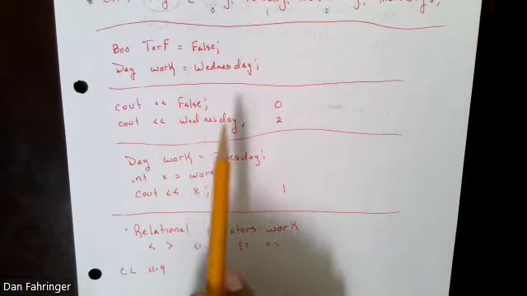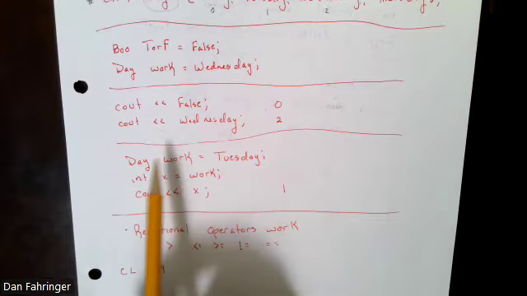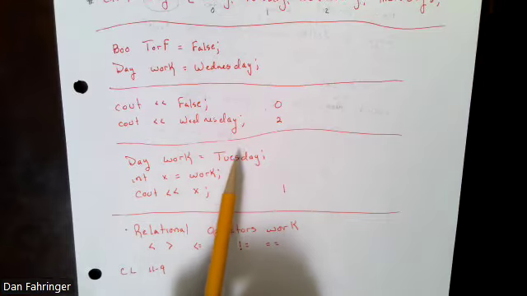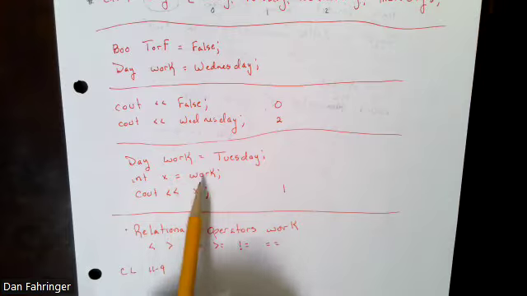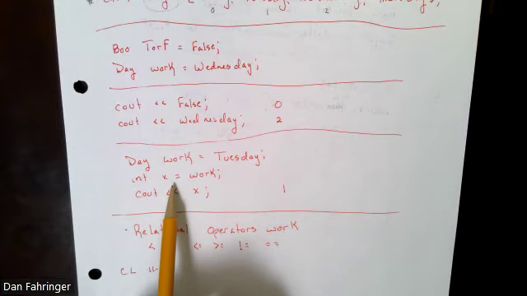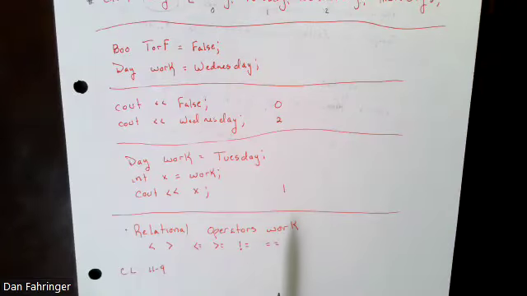Okay, staying with the enumerated data type, declare work, do int x equals whatever Tuesday was. cout x, I can print out the number. Continue with enumerated data types. I can actually use my relational operators.